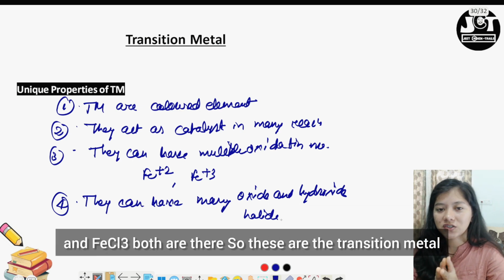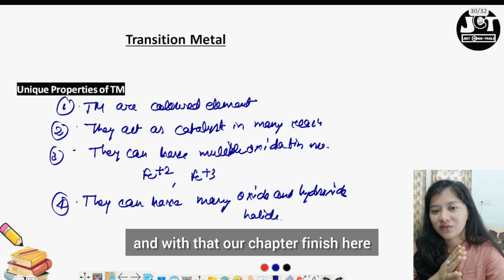So these are the transition metals, and with that our chapter finishes here.